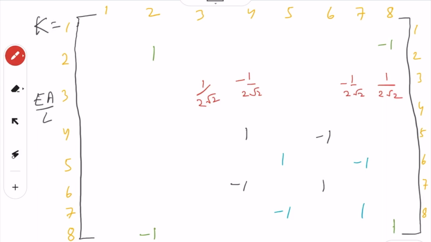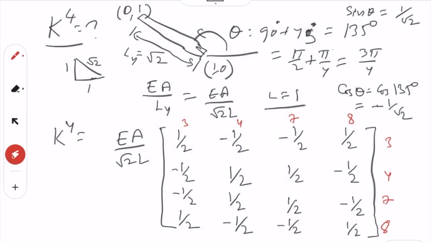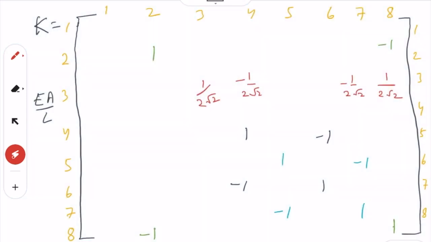Okay. So 3, 4, 7, 8, second row, let's look at that. Minus half, half, half, minus half. Yeah. So this is just the opposite of this if you look at that, right. So minus of the above. So we will just copy that in the fourth one. So in the fourth one we will have minus 1 over 2 root 2.